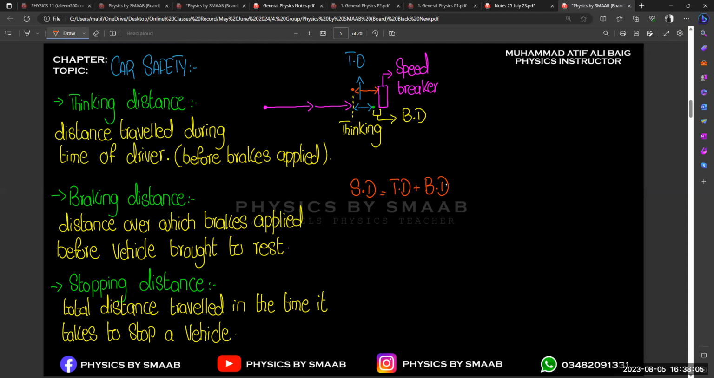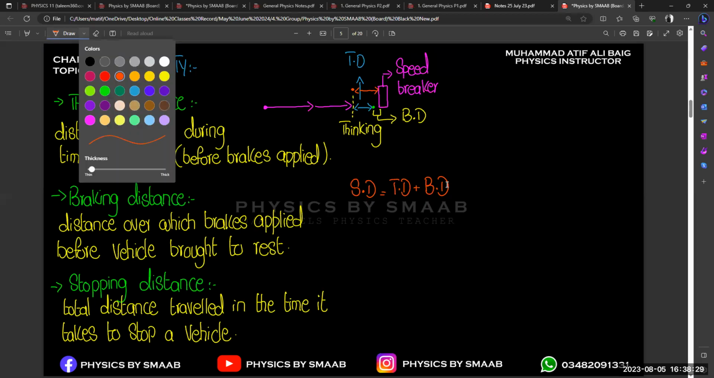Sir, when it asks us to write the definition in the exam, can we say the stopping distance is the total of the thinking distance and the braking distance? Yes, you may also write it in the manner that it is the total distance covered by a body during thinking and braking, or it is the addition of the thinking distance plus the braking distance, right? Okay.